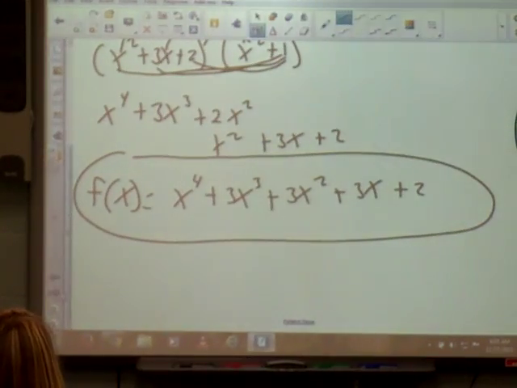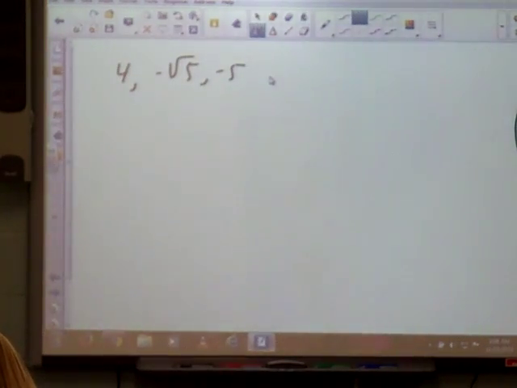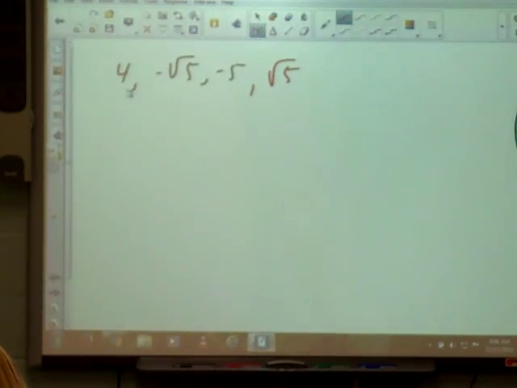Alright, number 2 is the same type of problem. They gave us zeros of 4, negative square root of 5, and negative 5. Same as with an i, if we have a negative square root of 5, we also have a positive square root of 5. Okay, so I'm going to write all this stuff in factor form. This 4 would be x minus 4.